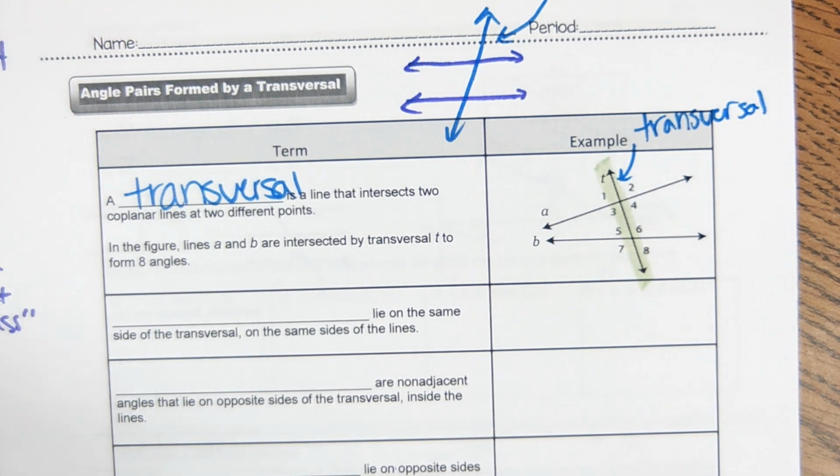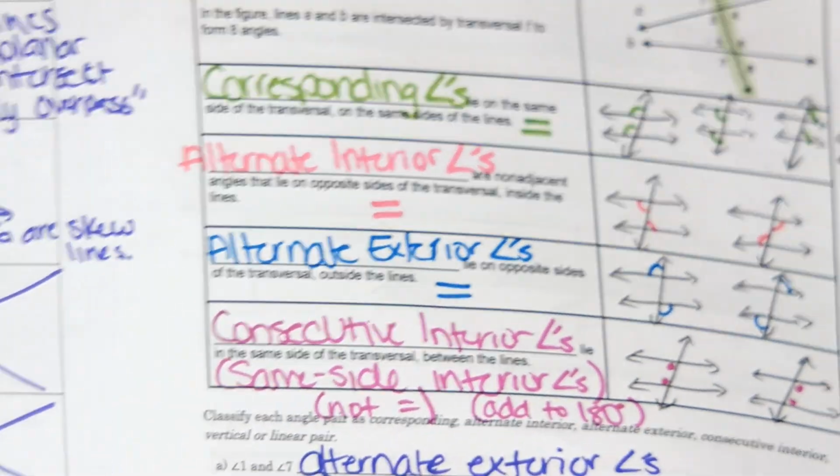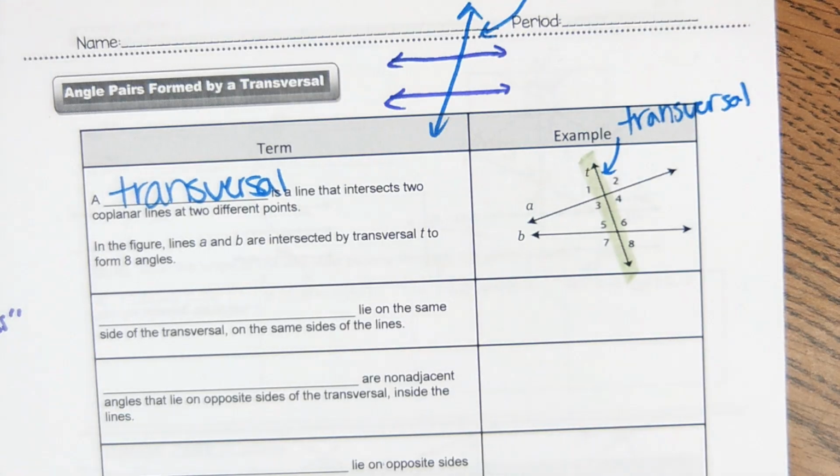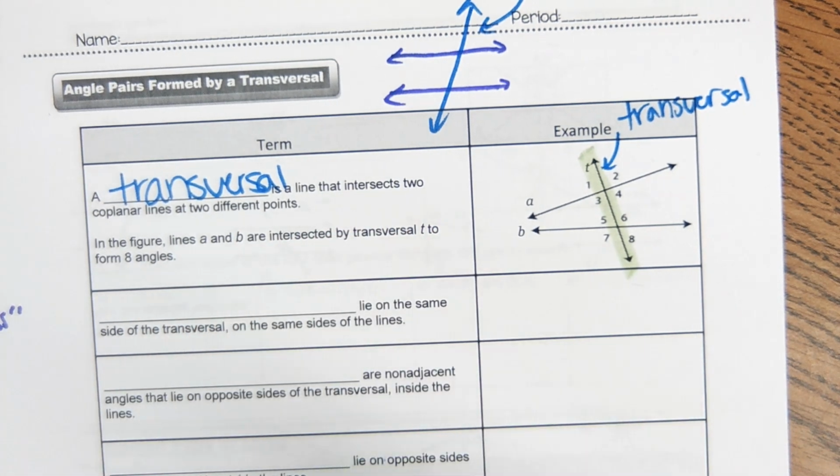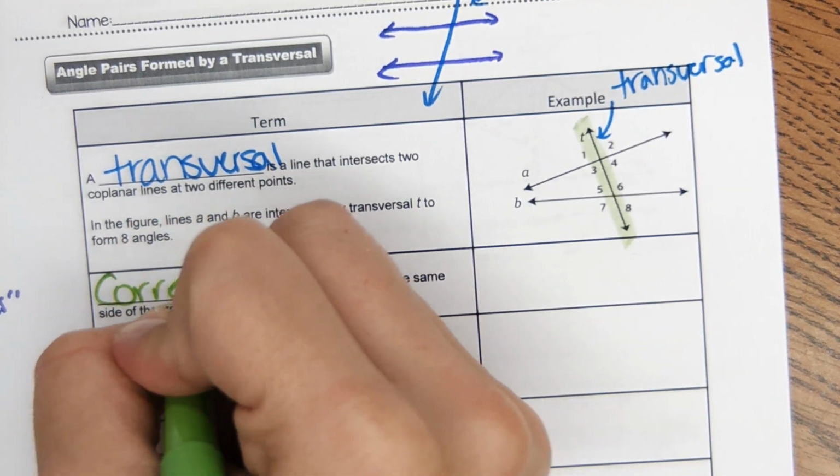Okay, and then the transversal creates angle pairs or angle relationships. The first one is, tell me if you recognize any of these words. Alternate interior, corresponding angles. Do you recognize any of that? Kind of, maybe. It's supposed to come up in 8th grade. Okay, so first things first, corresponding angles.